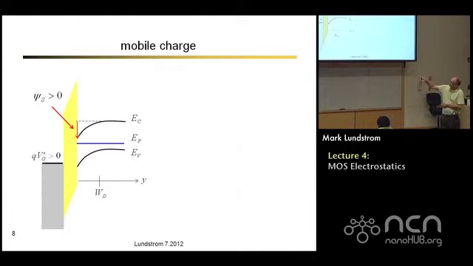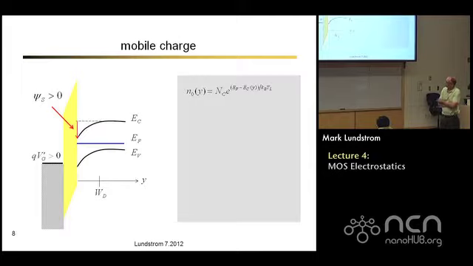So as we're pulling the bands down, we pull the conduction band, it gets closer and closer to the Fermi energy, meaning there's more and more probability that those states are occupied with mobile electrons. That's what gives me the charge in the inversion layer. So there's this exponential relationship. The higher the Fermi level is with respect to the conduction band, the more electrons there are.